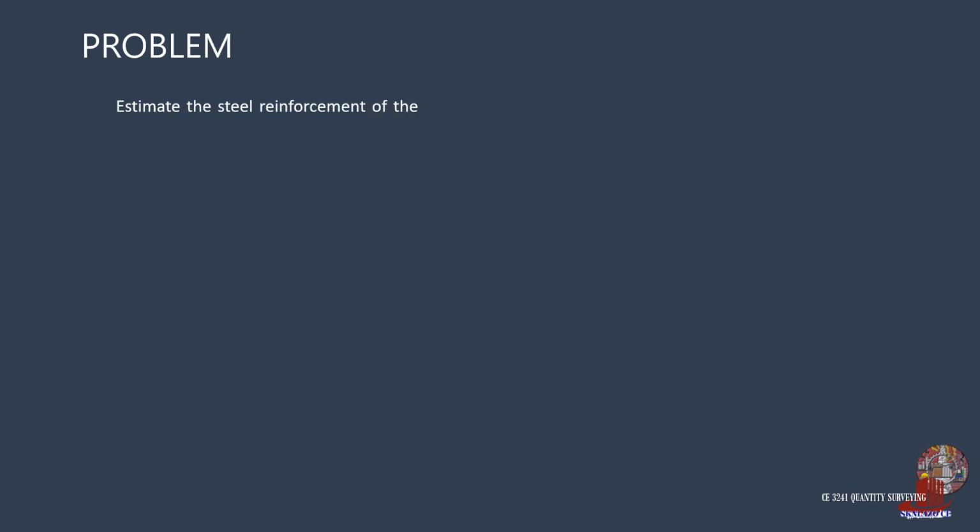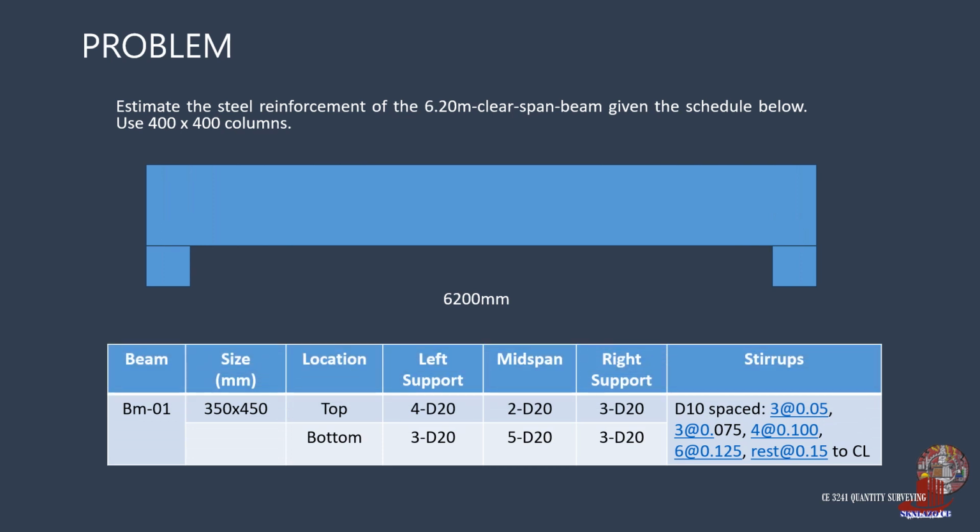The single span beam involved has a length of 6.2 meters. The beam schedule is also provided, which contains the size of the beam and the rebars for each location, including the stirrups spacing. Let's begin by interpreting the beam schedule.